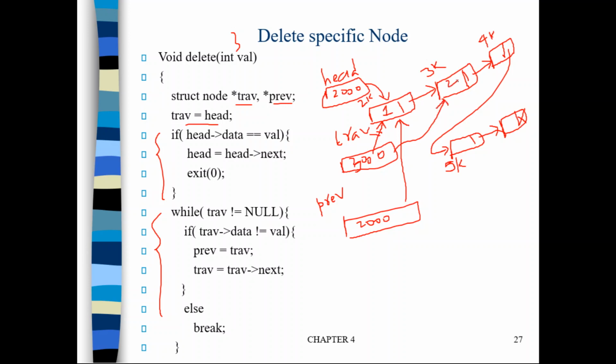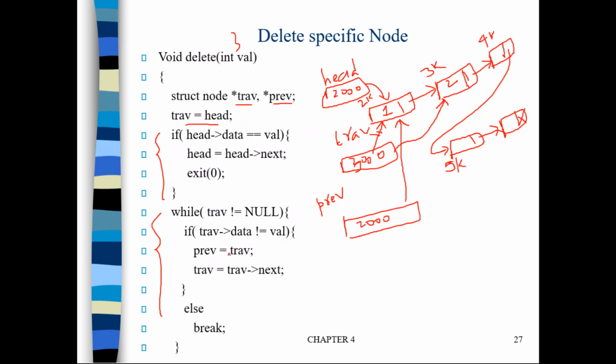2. Right. Again go back here and check, while traverse not equal to null. Where is traverse pointing to? The second node. Is it null? No, not null. What is its data? Is it equal to val? Val is 3. Its data is 2. It's not equal to val.